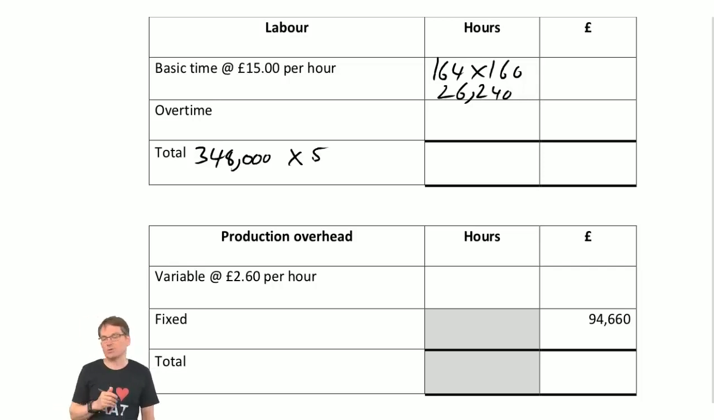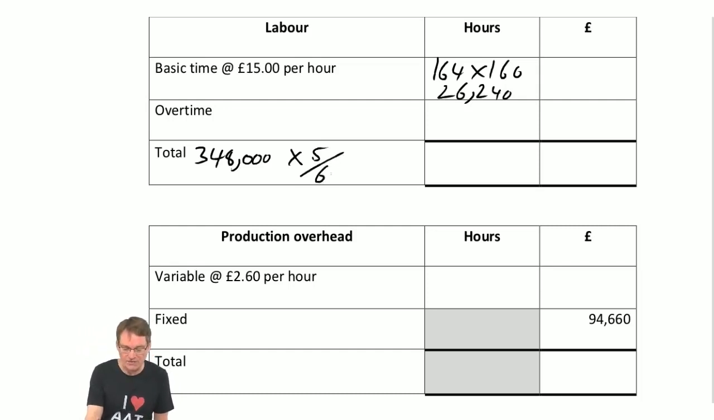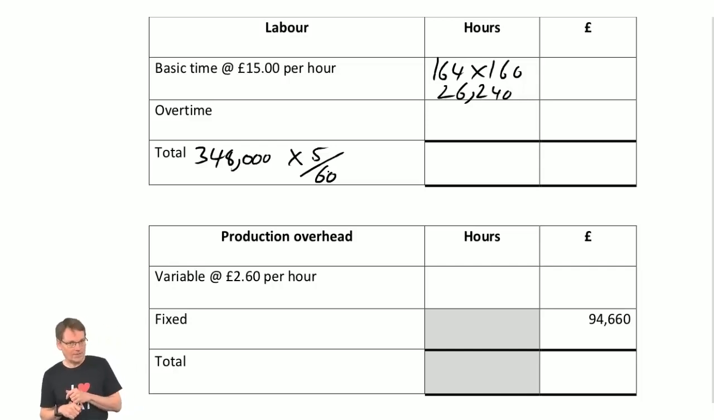Because I've done it in hours. And of course it's not in hours. Now there's different ways that you can do this. The way that I would do this, and again, I'm just a big believer in doing things in as easy a way as possible. It says 5 minutes, so that is 5/60ths of an hour. I would do it like that. So in my calculator, I would do 348,000 times 5 divided by 60.